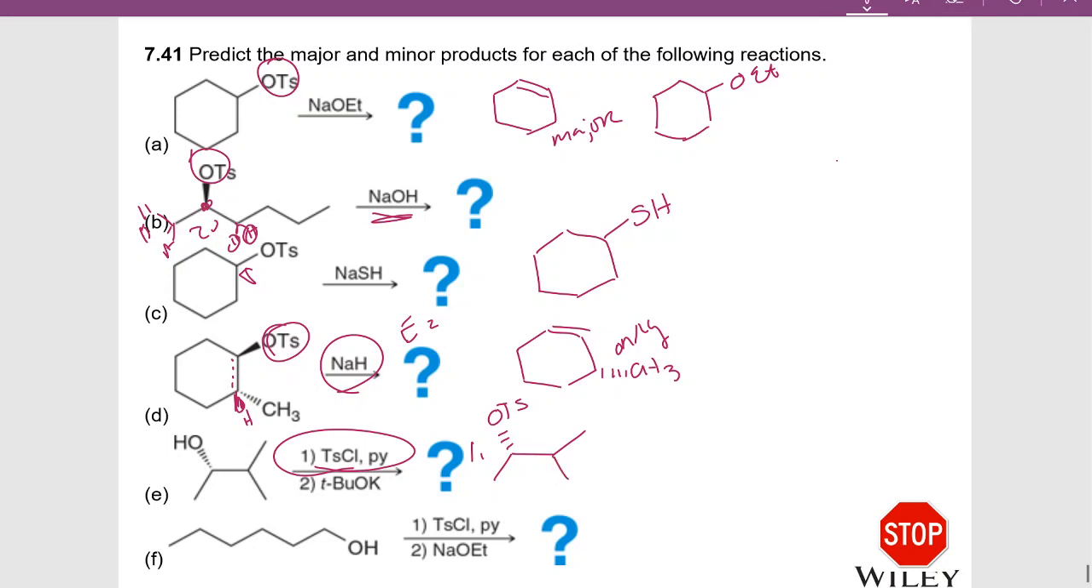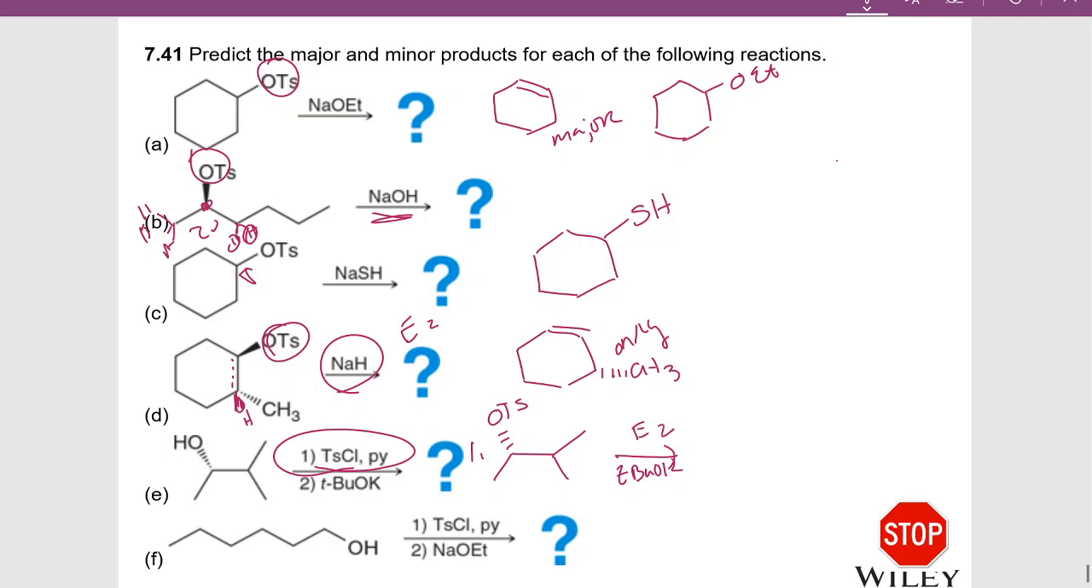All right, and then the second step, now we've got t-butoxide. Okay, t-butoxide is a strong base. It's not a good nucleophile because it's so bulky. So for a secondary substrate, we can't expect substitution. Okay, so I wouldn't say weak nucleophile, but poor nucleophile. Strong base, poor nucleophile, and secondary substrate is going to be E2 only.